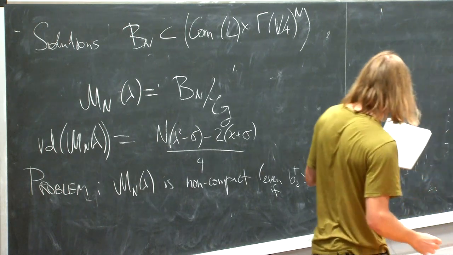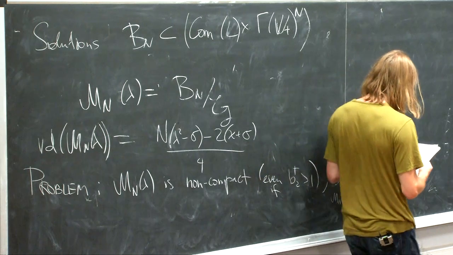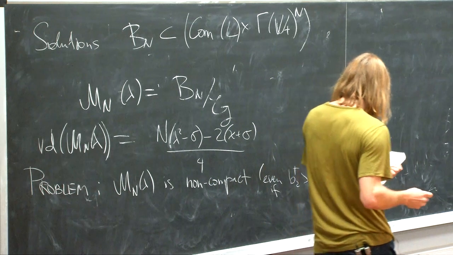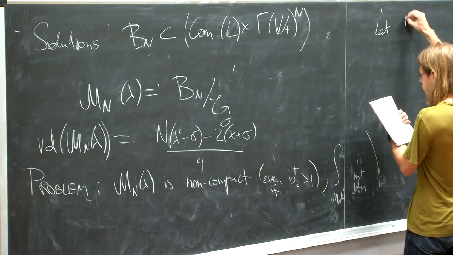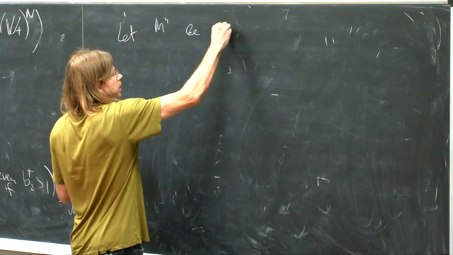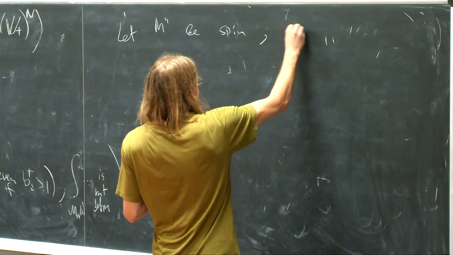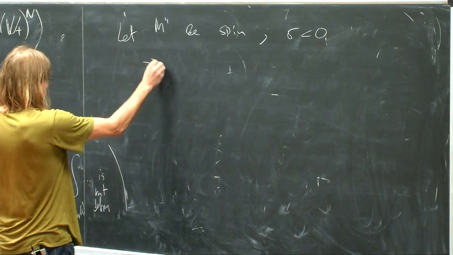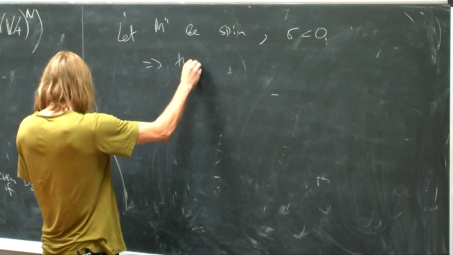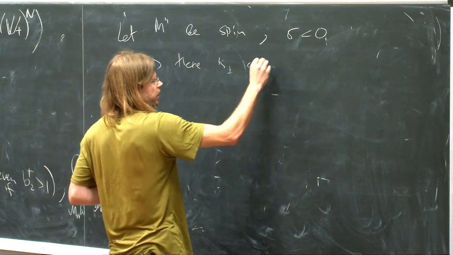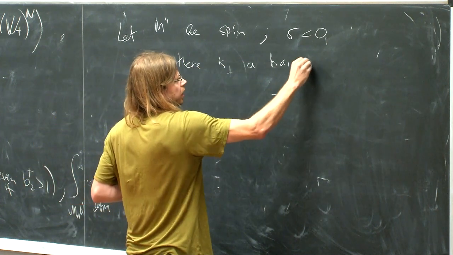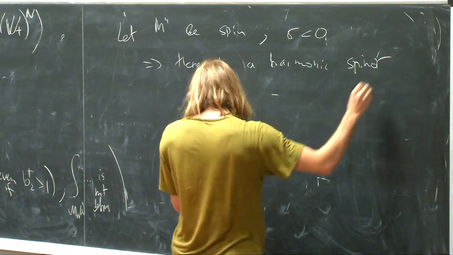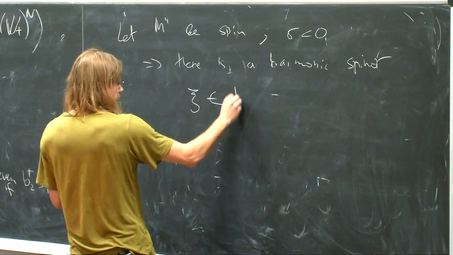And okay, erase the equation. I'm not going to consider the general case, but at least one can see the non-compactness in some special case. So let, for example, M4 be a spin four-manifold with negative signature. Then one can show, by the index theorem, that there is a harmonic spinor, xi, which is a section of W plus.